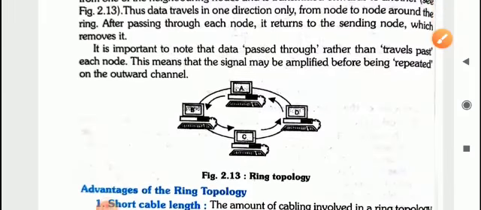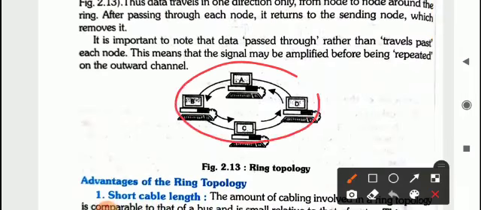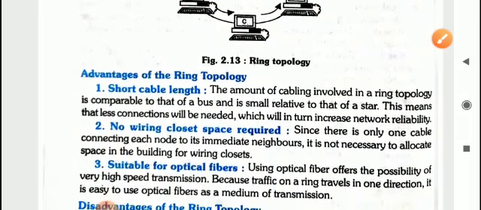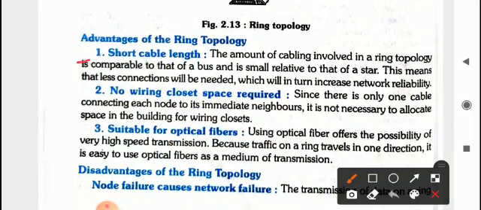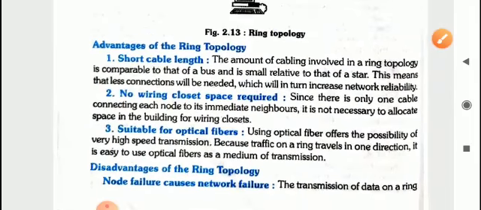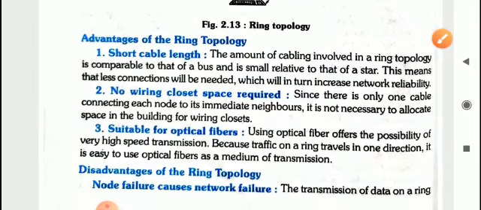You can see here it is in circular form, in ring form, and the data is being transferred to here, then this way, and so on. Now, what are its advantages? It requires short cable length. The amount of cabling involved in a ring topology is less as compared to the bus.